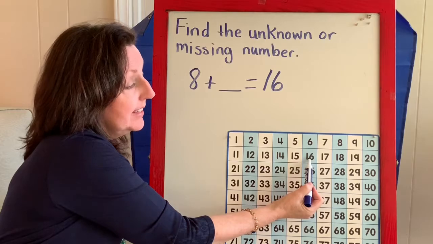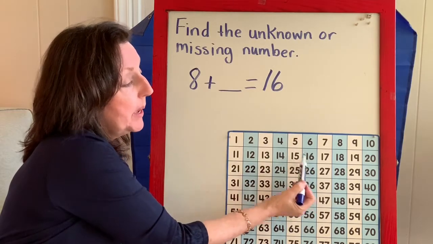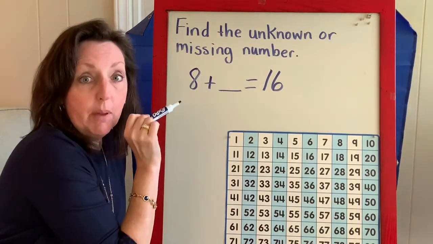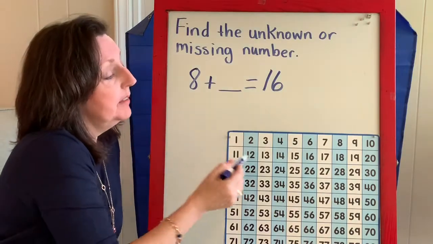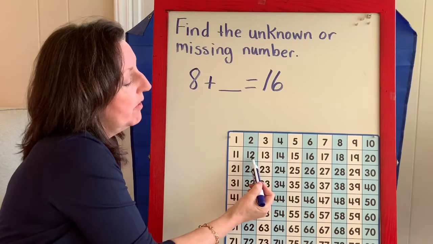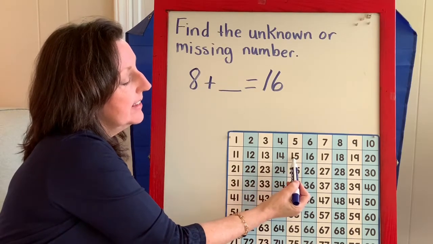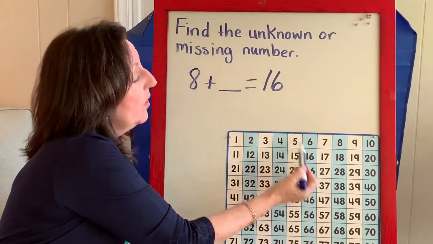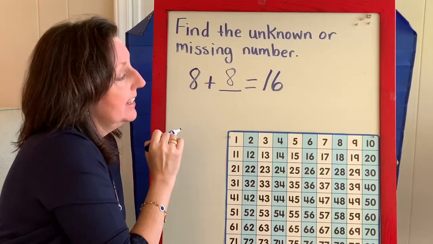Now I stopped at 16 because that's where I'm supposed to stop. But remember what I said. Sometimes you forget and you have to count again. Ready? 1, 2, 3, 4, 5, 6, 7, 8. So 8 plus 8 is 16.